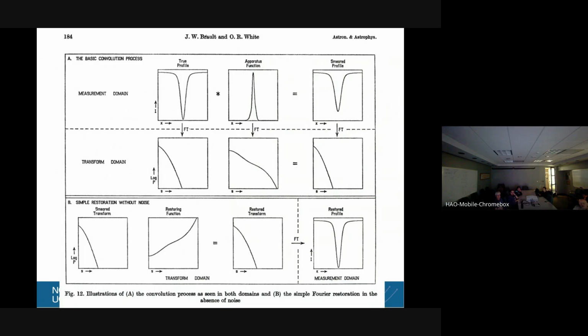So what we have there is a fake true profile on top left. We have the instrument point spread function, which is not a Gaussian, as you can see. And then we have the final profile there. What we're looking at is taking that final profile and finding out what the original profile was. And what you do is you use the convolution theorem. You take the Fourier transform of the top one. That's just a Gaussian. See that?